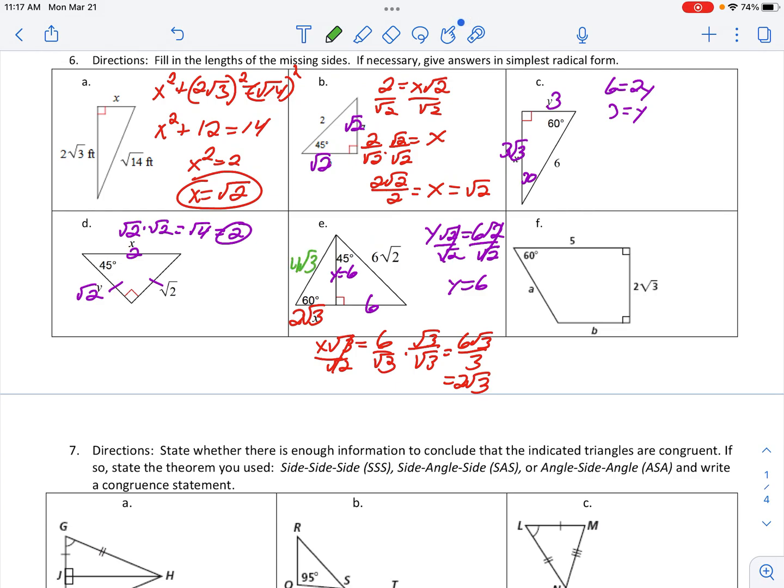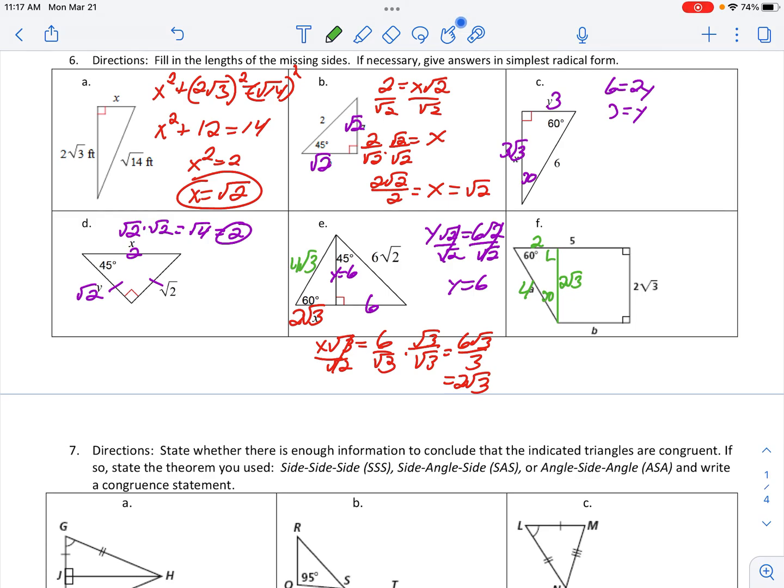Letter F, trying to find A and B. Okay, we got our right triangle we've done before. We got ourselves a 30, 60, 90, and the long leg is 2 root 3. I need to find the short leg. Because it says 2 root 3 is a long leg, that works out pretty well because that's going to be length of 2. And then A turns out to be length of 4. Twice the short leg is the hypotenuse.